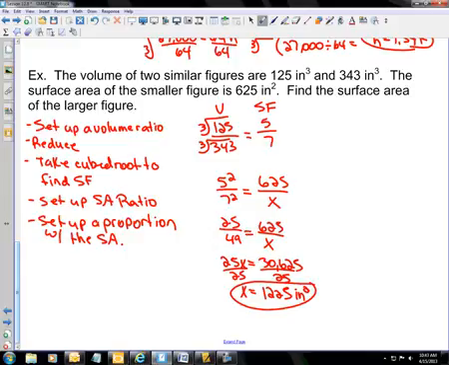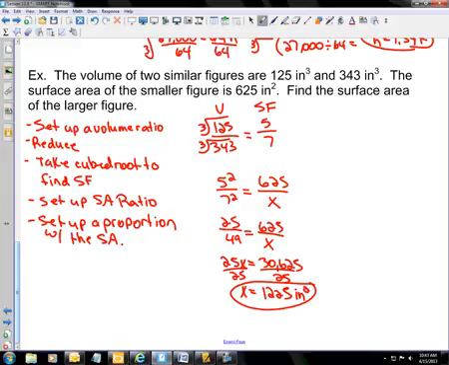So, if you have a height or a scale factor, what do you do to get a surface area ratio? You square it. To get a volume ratio, you cube it. If I give you surface areas, and I give you one volume and I want the other one, what do you have to do to the surface areas? Reduce and take the square root to get the scale factor. Then cube it to set up a proportion with the volumes.